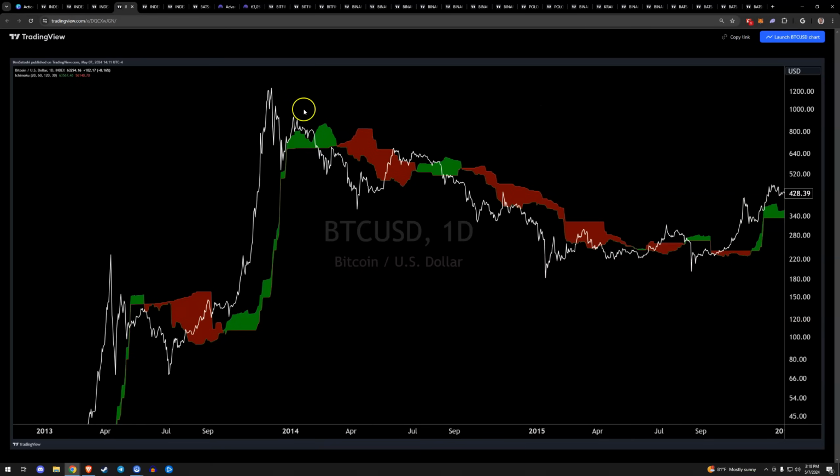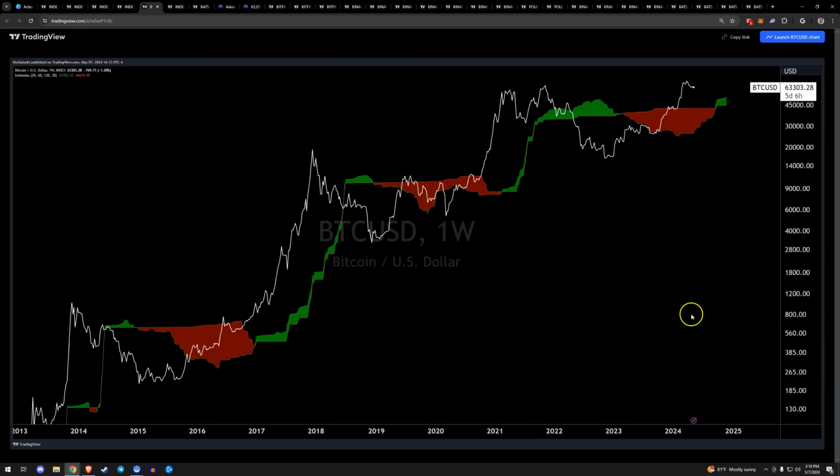Without anything else, just the cloud, right? So even if you're not using the TK cross and everything else, at the very least, you can do yourself a favor and just look at where are we sitting on your favorite alt or whatever you're trading, Solana. Where are we sitting on the daily cloud? That really sets the tone for the trend. If there's enough data for what you're trading, you can look at the higher time frames. For me personally, I need the higher time frame to sort of confirm.